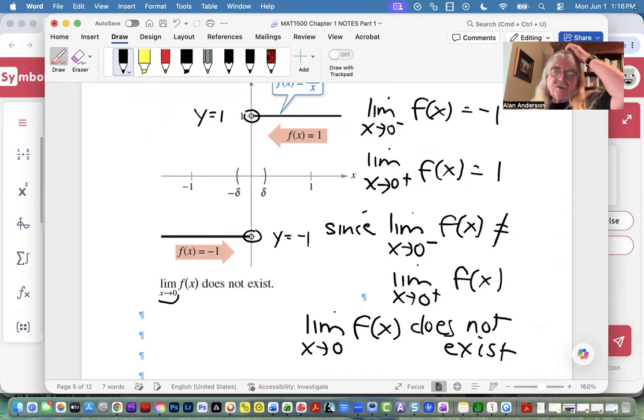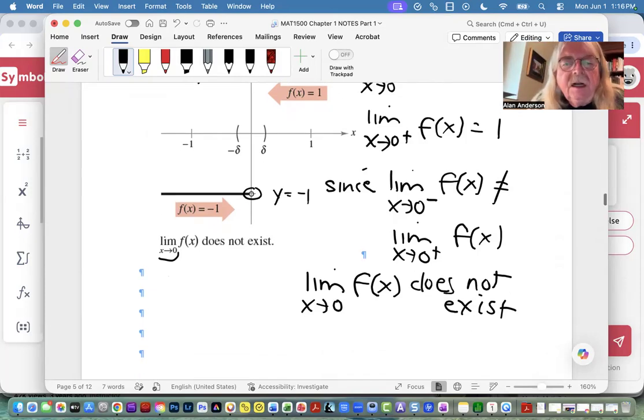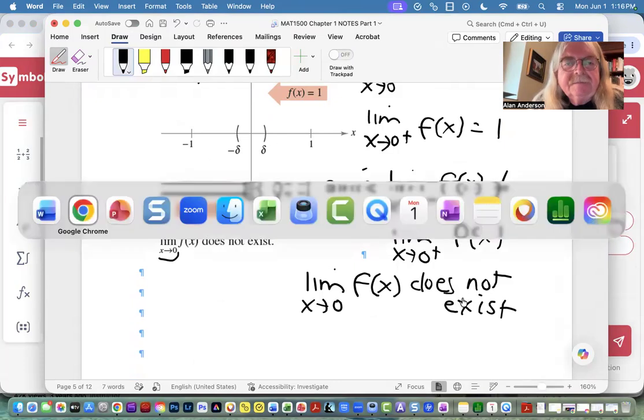Now, if something like this shows up in WebAssign, they often will ask you to abbreviate something like that. They'll tell you to write the letters D and E or something like that. So keep an eye on that. They have their own ways they want you to enter your information.